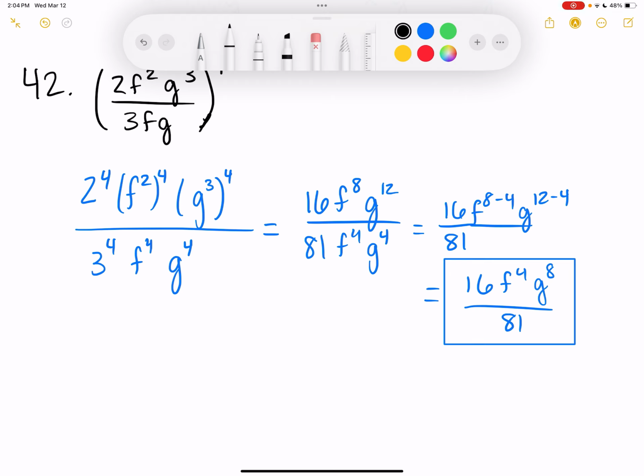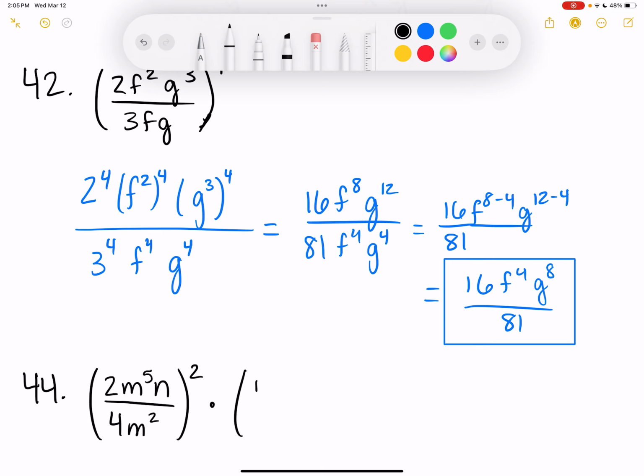One more. You're going to try on your own and see how we do. And then you will have your problems. 2m to the 5th n over 4m squared, all of that is squared, times m times n to the 4th over 5n squared.